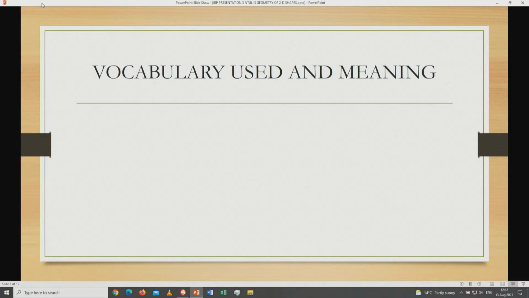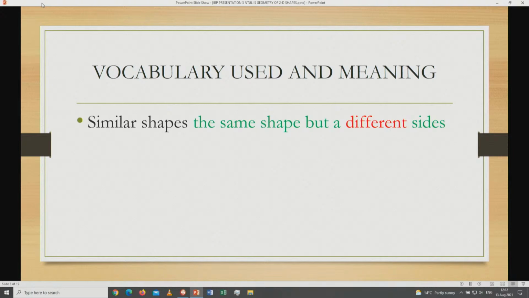Right. Vocabulary and meaning. Let us touch on the vocabulary and meaning. Not that much here because we talk about similarity and congruency. Now, similar shapes. We say similar shapes are the same shape but a different size. So it is highlighted in red here, different. But they are what? Same shape. When we say that shapes are similar, it means that these shapes must be the same, but they differ in what? In size. They are the same, but they differ in what? In size.